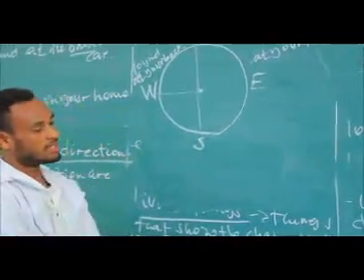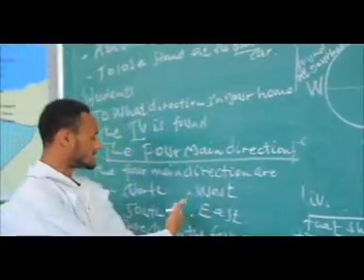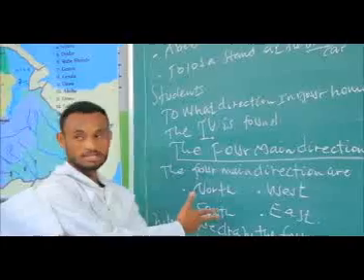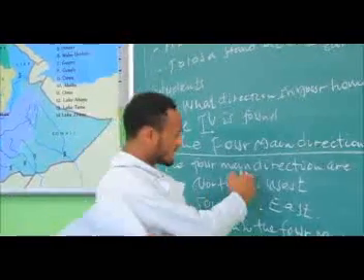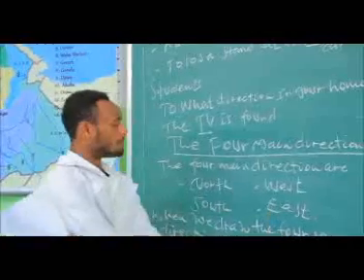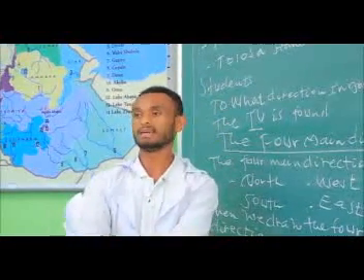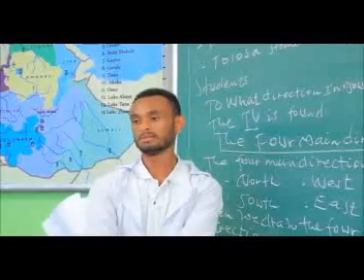And also we have seen the four main directions: the first one is north, the second is south, the third is west, and the fourth is east. By using these four main directions, you can locate a given object.